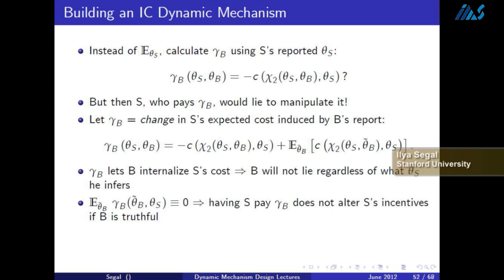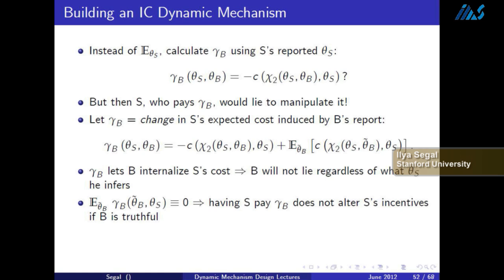And the way it works is, think about the seller's expectation of this difference. If the seller believes the buyer to be reporting truthfully, then the seller's expectation of this difference will be exactly 0, no matter what the seller reports. So the seller's misreporting does not affect the expectation of this term, and therefore it's fine. We can ask the seller to make this payment to the buyer without affecting the seller's incentives.